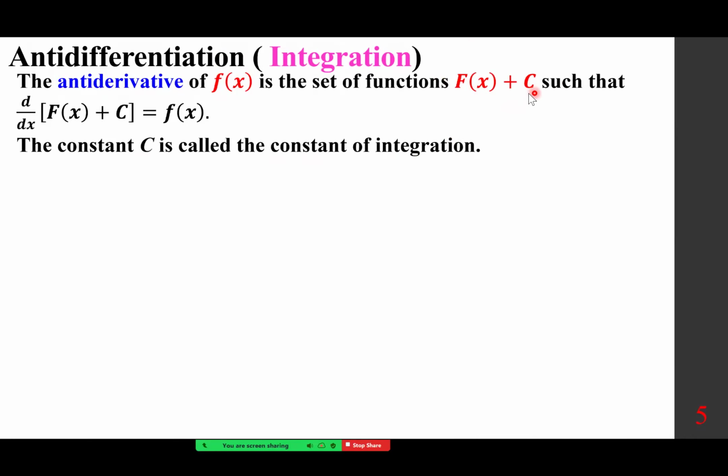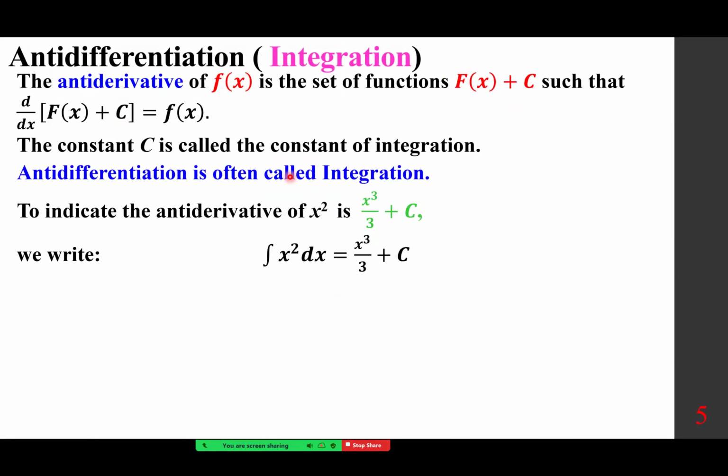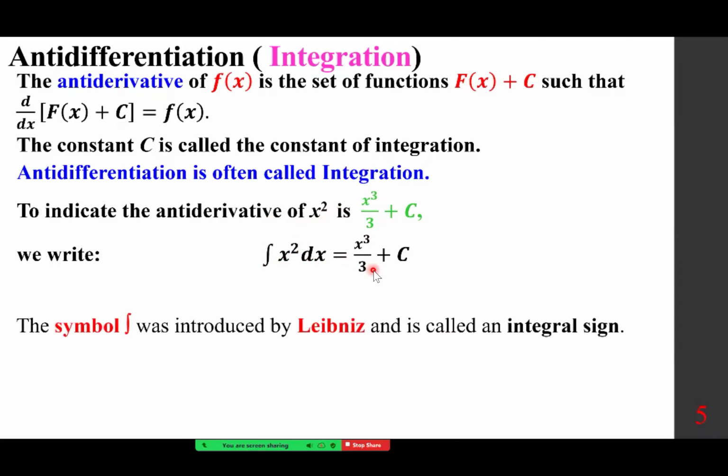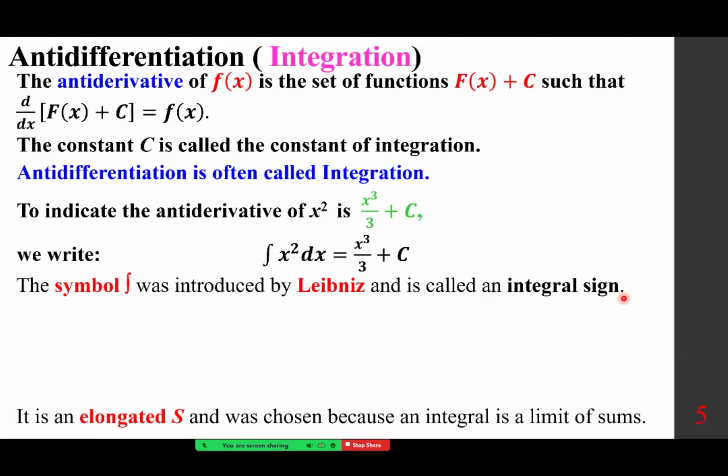So that being the case, the antiderivative gives us that. And normally we use lowercase f to represent the derivative of uppercase F. Antidifferentiation is often called integration. To indicate, the antiderivative of x squared is x cubed over 3 plus c. We write the integral of x squared dx is x cubed over 3 plus c, or 1/3 of x cubed plus c. The integral sign was introduced by Leibniz.